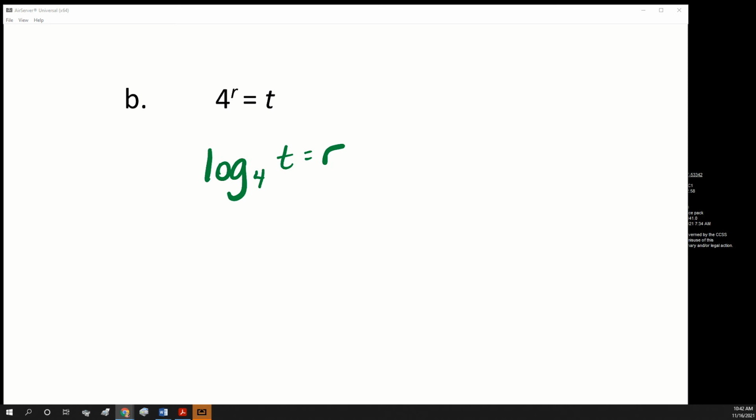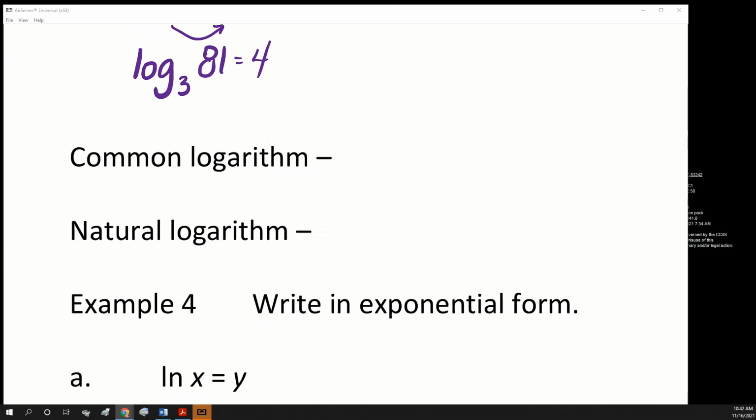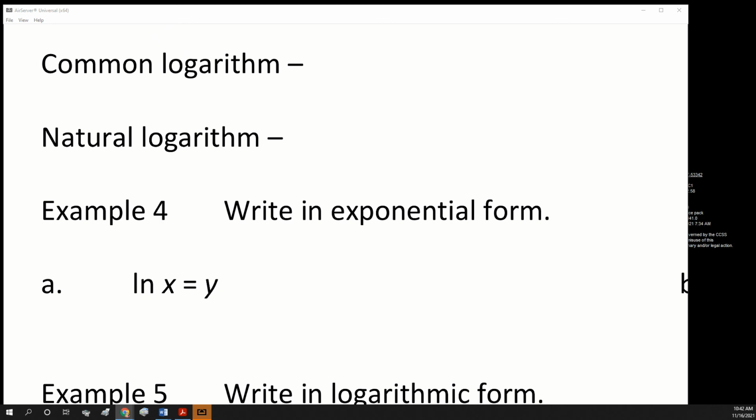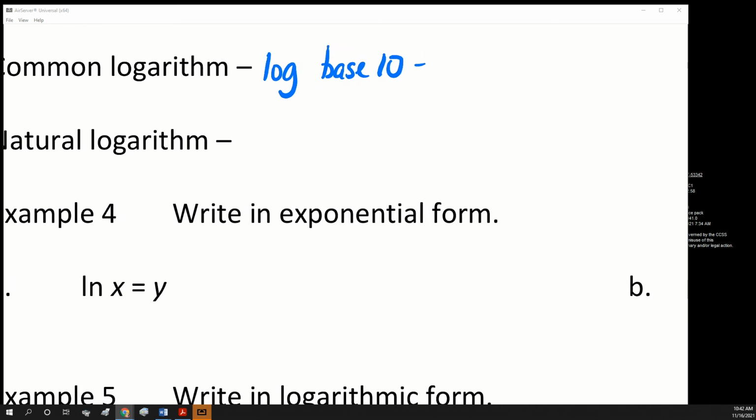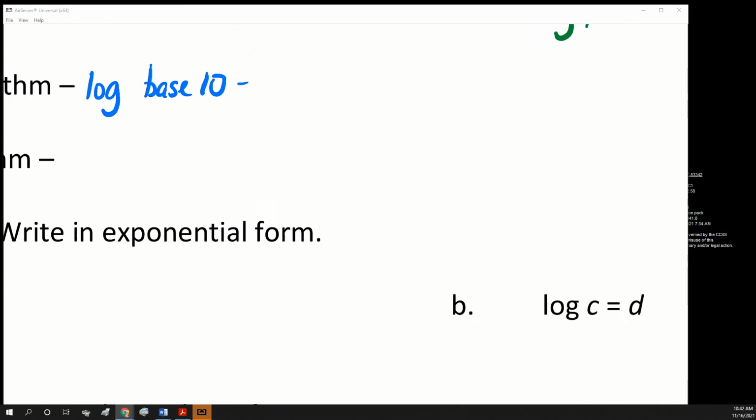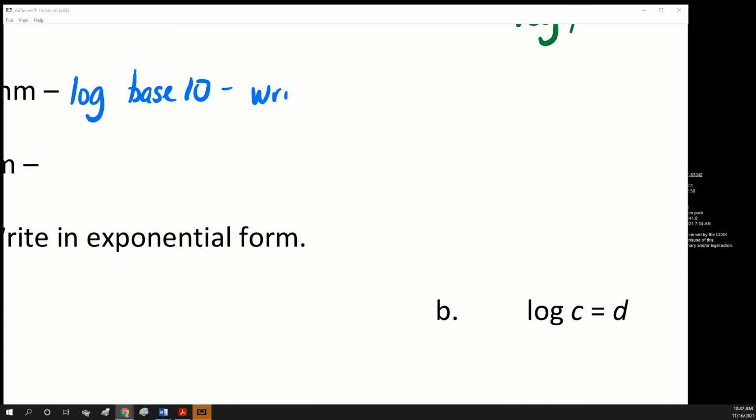Now he mentioned in the video that log base 10 is used a lot. Because it is used so frequently, it is called the common logarithm. So common log is log base 10. And most of the time, it's written without a base. So it would just be written log, no base.